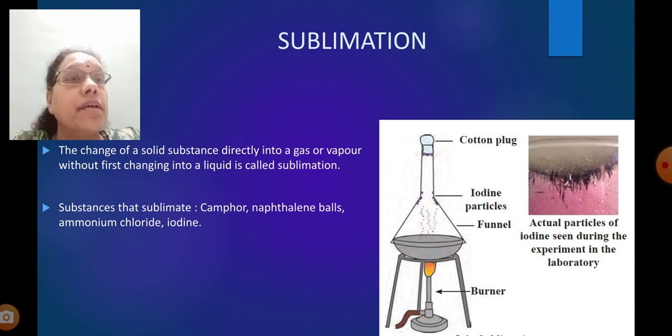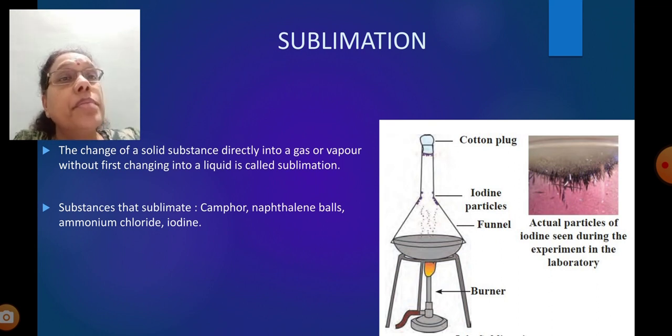In the experiment which is shown, in a petri dish, a little iodine is taken, then it is kept on a gas stove. Above the dish, it is covered with a funnel. The tail of the funnel is covered with a cotton plug. When we apply heat to the dish, iodine starts converting to vapors. There is no liquid medium.